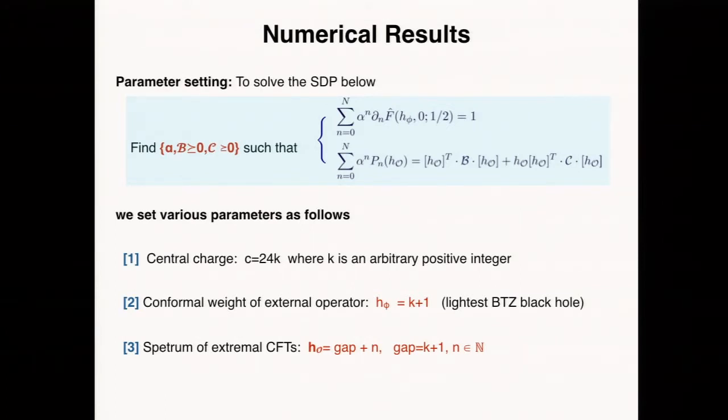So the way we study the central charge, we choose k to be arbitrary, and as I said, the conformal weight to be k plus 1, and then in the extremal CFT case there is a gap. The operator dimension will be the gap, which is k plus 1 plus 0, 1, 2, 3, 4, and any integer value. That's the information we are using, and we know the explicit form of the polynomials. Then we ask the computer to find alpha such that this is positive definite, so that we find this equal to 1 and this positive definite or non-negative.